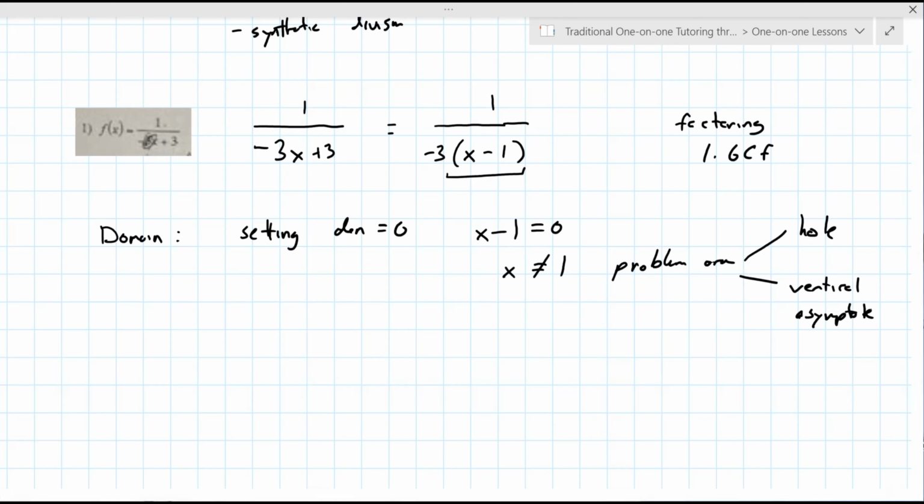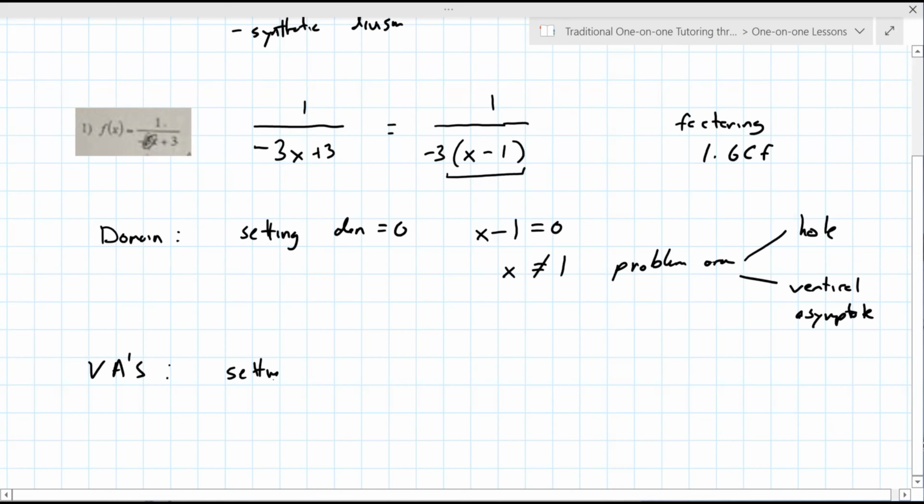Would it be a vertical asymptote? It is. And it's okay if you don't know why. You find vertical asymptotes, VAs, generally by, again, setting the denominator equal to 0. But it's the factors you want to set equal to 0, not the whole thing. So you'd set x minus 1 equal to 0, x equals 1, and this is the equation of a vertical asymptote.